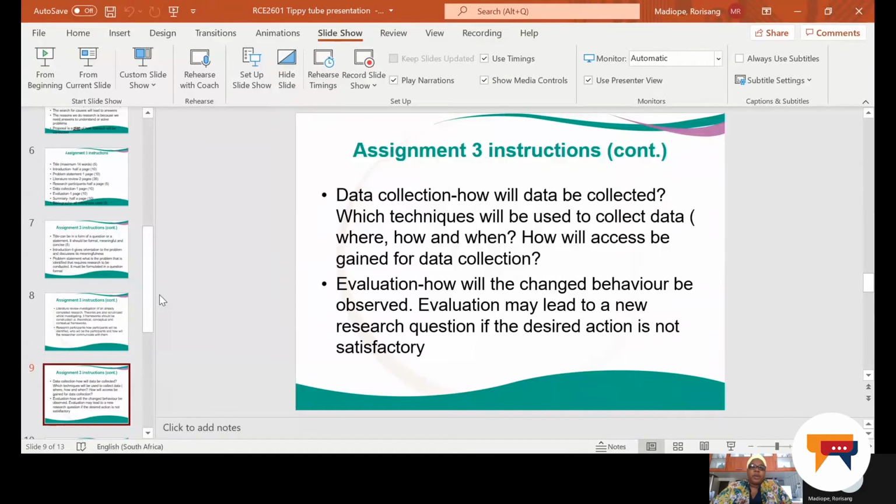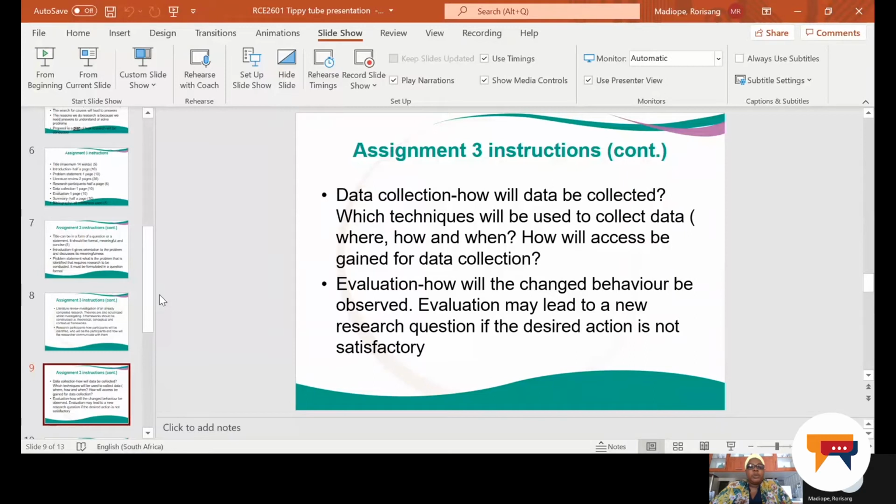Data collection. How will data be collected? What method are you going to use to collect? Are you going to be asking them questions? Are you going to be doing interviews, telephone interviews, or face-to-face interviews? Or are you going to be giving them questionnaires? You decide what you will need to do your data collection.